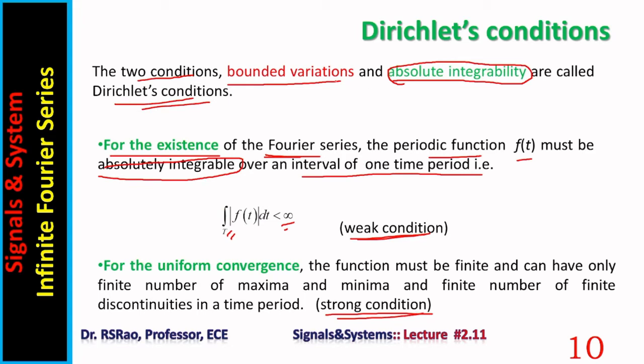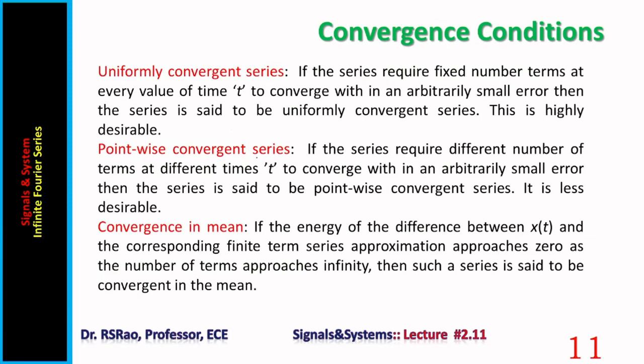This strong condition refers to the bounded variations part of Dirichlet's conditions. What is this bounded variations part? For uniform convergence, the function must be finite and can have only a finite number of maxima and minima and a finite number of finite discontinuities in a time period. This is called the strong condition. Weak condition, strong condition. These two together are called Dirichlet's conditions. Dirichlet's conditions are significant, important conditions for the existence of a meaningful Fourier series expansion for periodic signals. Let us spend some time on understanding the strong condition, Dirichlet's strong condition.